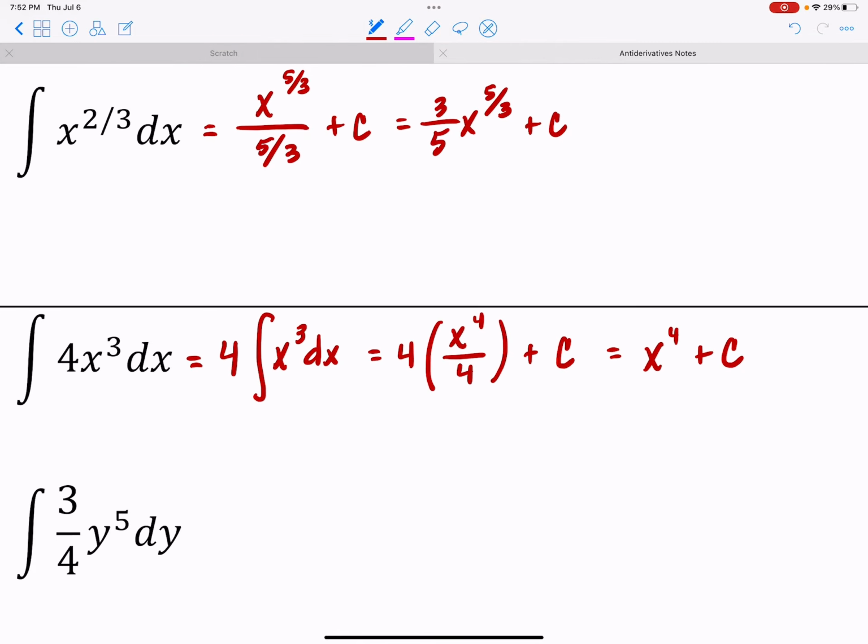And then I just like to check my work sometimes, especially when I first start to do this. If I took the derivative here, I would have 4x cubed, which is exactly what I have, so I'm verified. I'm good.